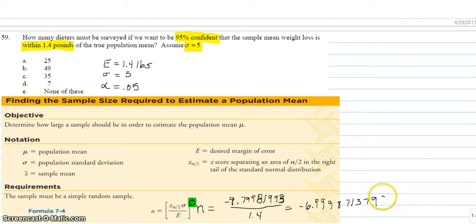So this answer, now we need to square it, equals 48.9, which is approximately 49. So that's the amount of dieters they would need to survey. So your answer here is B, 49, letter B.